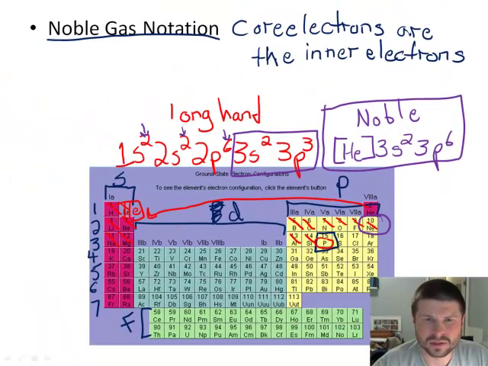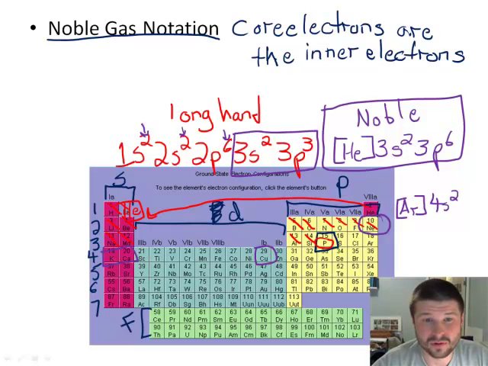Let's do another one here. Let's do the noble gas configuration of copper. I could start at the beginning, 1s2, 2s2, 2p6, 3s2, 3p6. I could do all that. Or I could start at the row I'm on. I'm on row 4, and the noble gas I would use would be argon. So I have argon in brackets, and then I have 4s2.